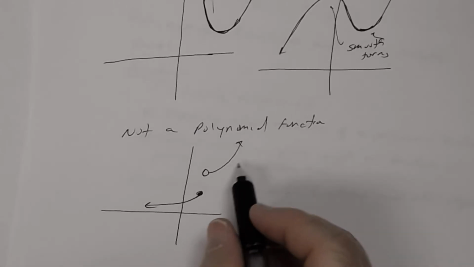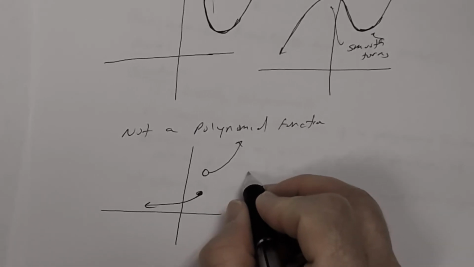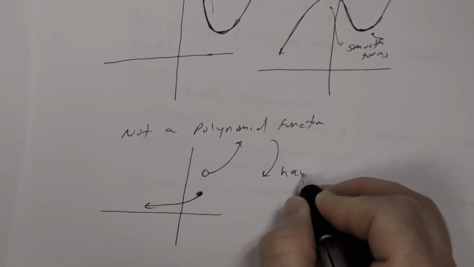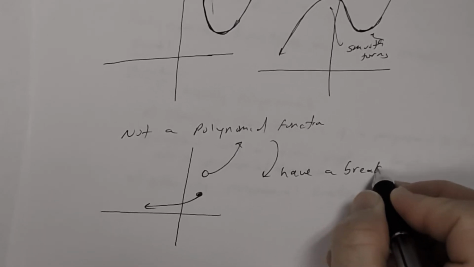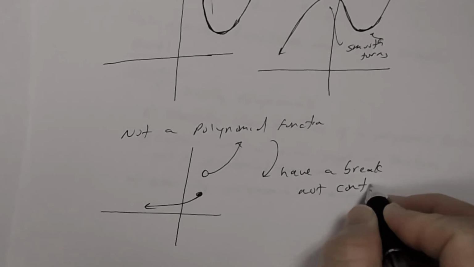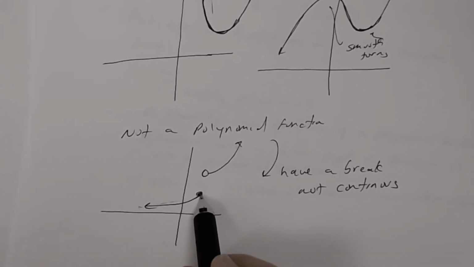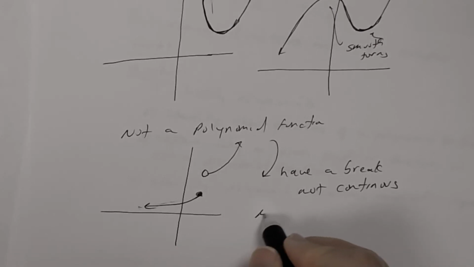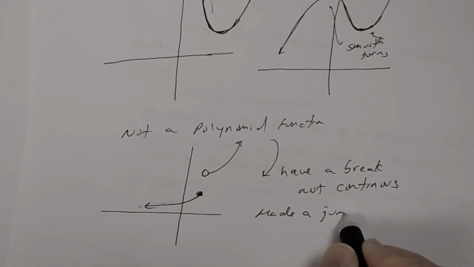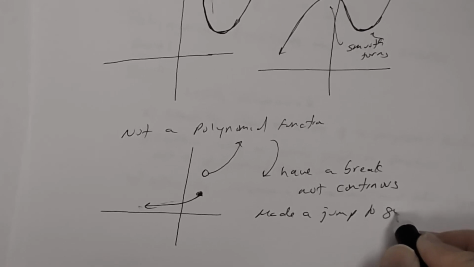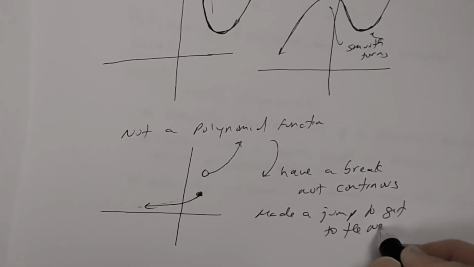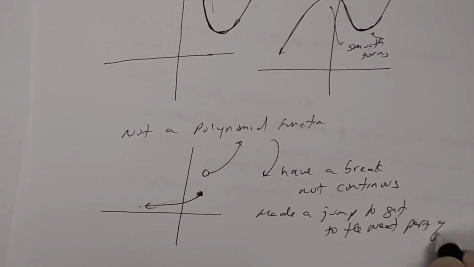This is not a polynomial function. For one thing, you have a break. It's not continuous. Okay, so watch. I go along here, then all of a sudden I have to jump. See, I made a jump to get to the next part of the graph. Okay, so that's not a polynomial function. That's not the graph of a polynomial function.